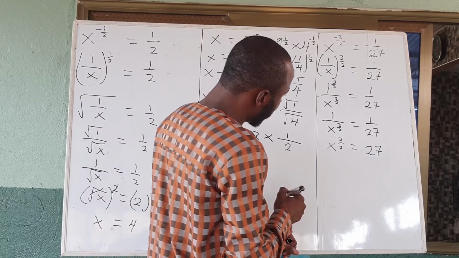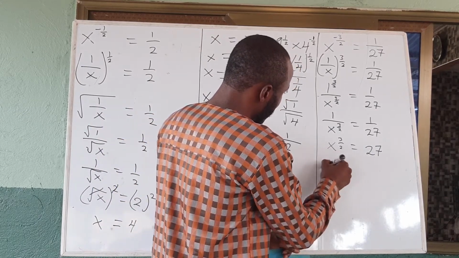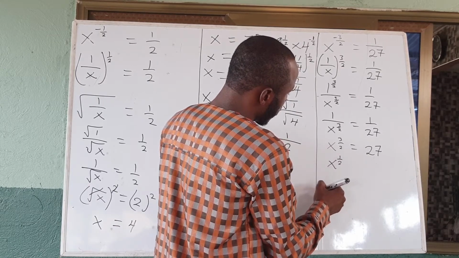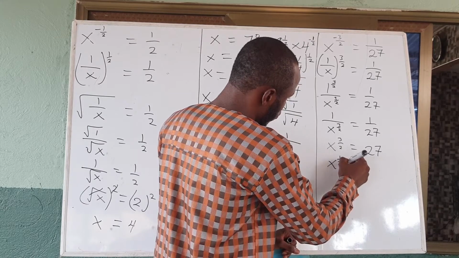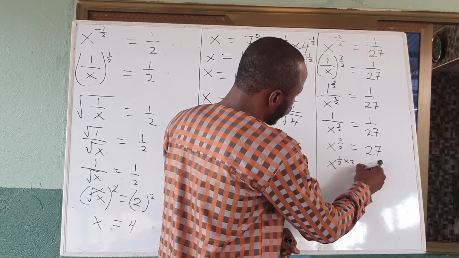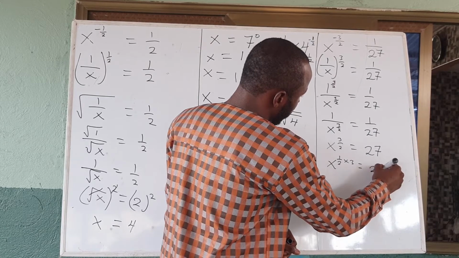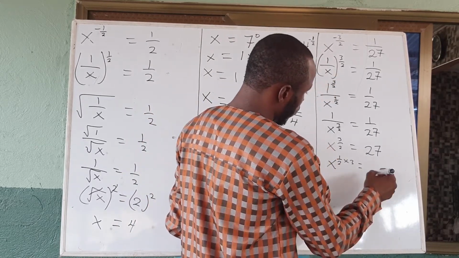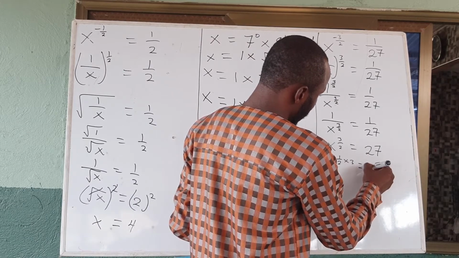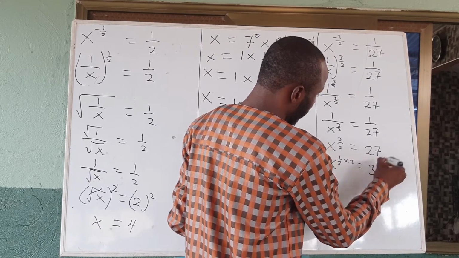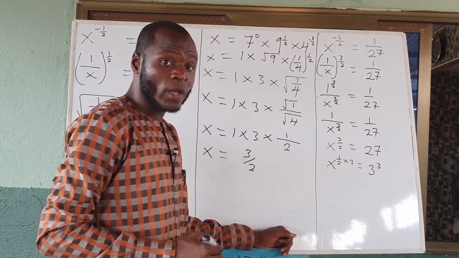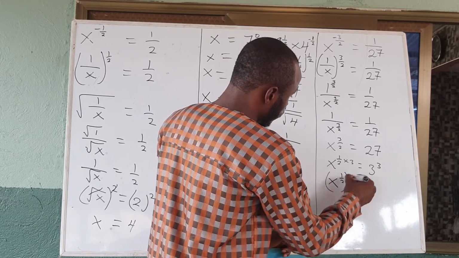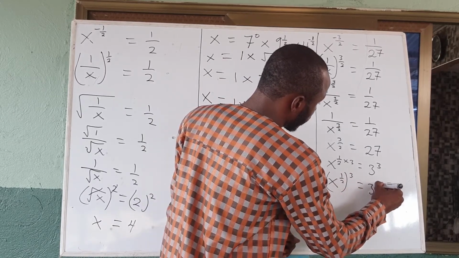All right, now we can separate this: x to the power 1 over 2 times 3 equal to 27. But with the 27, we can write it as 3 to the power 3. So over here we can rewrite this as x to the power 1 over 2 in brackets to the power 3 equal to what? 3 to the power 3.